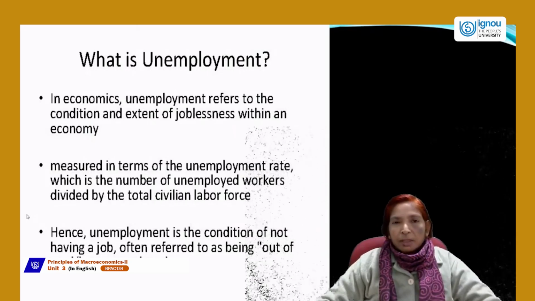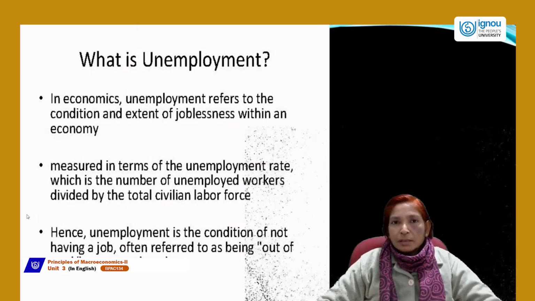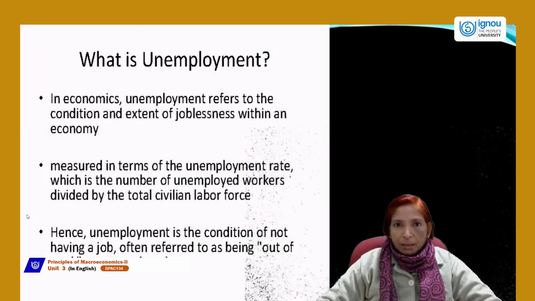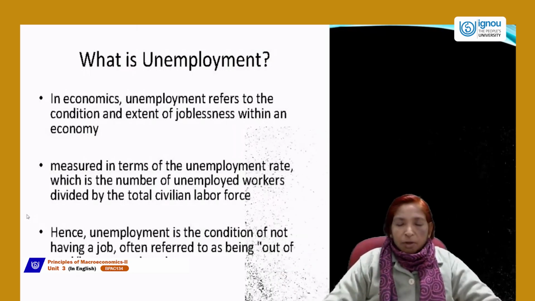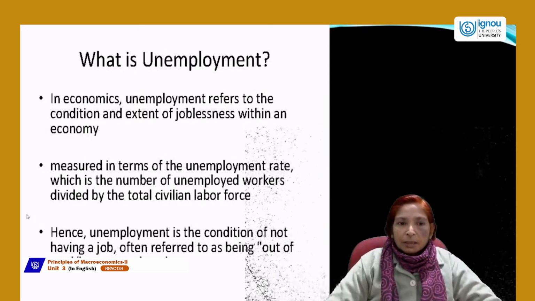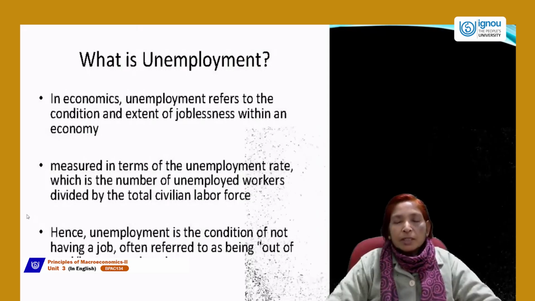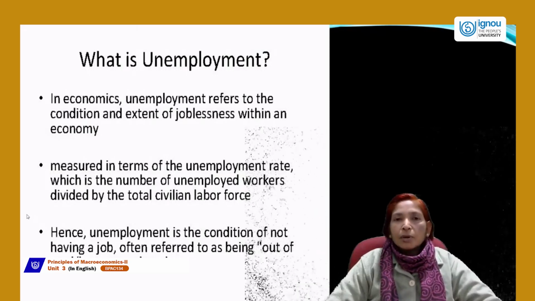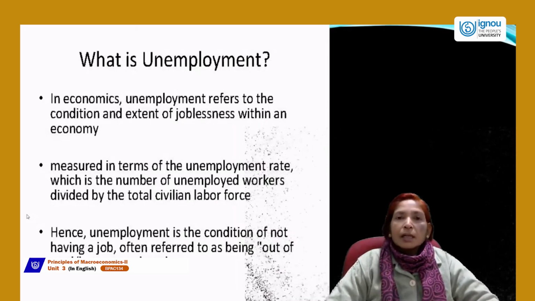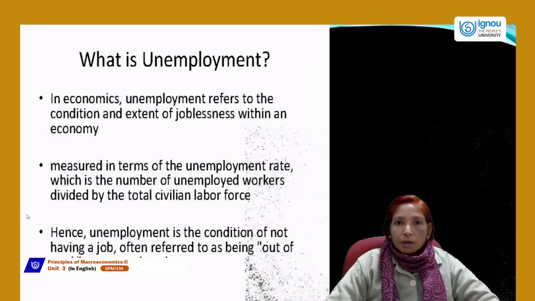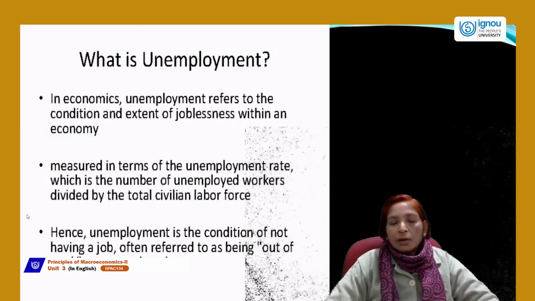And in the working force, what age group lies? The 15 to 60 years age group lies in the working population. So if the total number of unemployed workers is divided by the total workforce, then we can calculate the unemployment rate. Hence, unemployment is the condition of not having a job, often referred to as being out of work or unemployed.